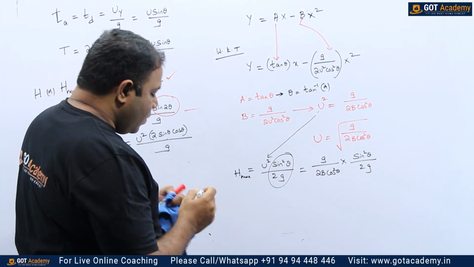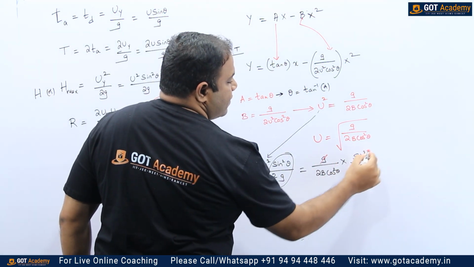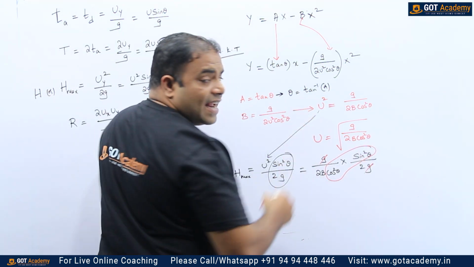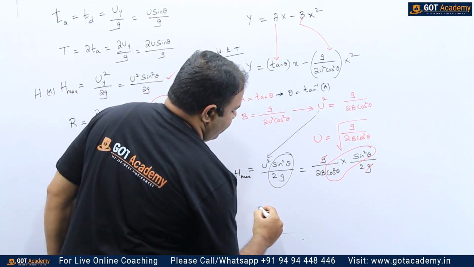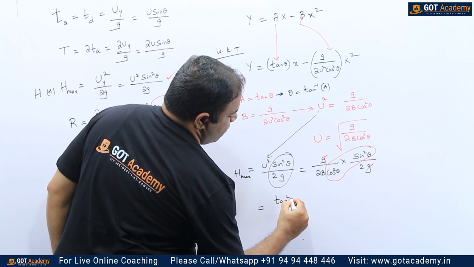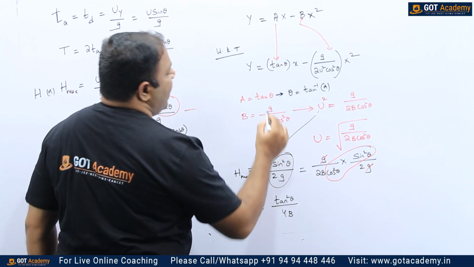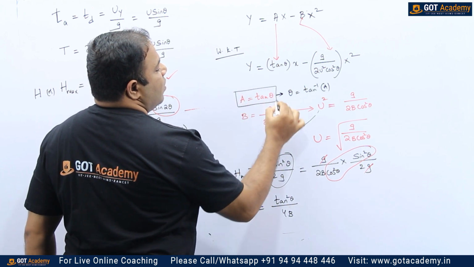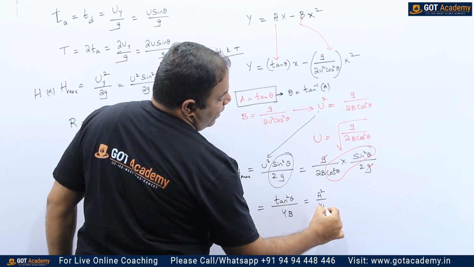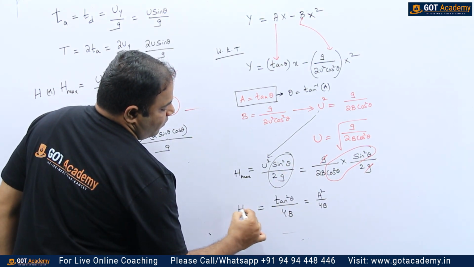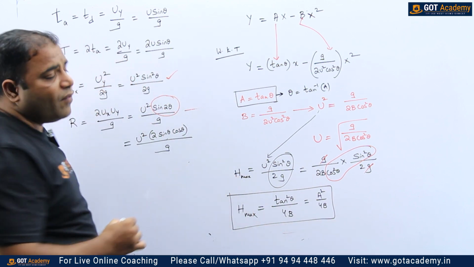Understood? Now, this g cancels, and sine square by cos square is tan square theta, over 2b into 2, that is 4b. I have mentioned to you, a is equal to tan theta. So, tan square theta is nothing but a square by 4b. From this, h max is equal to a square by 4b.